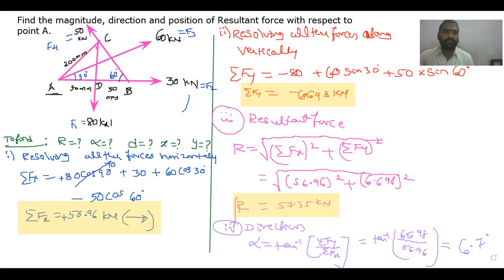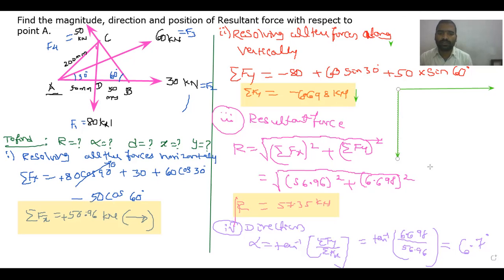Finally, I have to represent this graphically. See, sigma fx is moving in the right-hand side direction, so sigma fx is the positive direction. Sigma fy is moving in the downward direction.